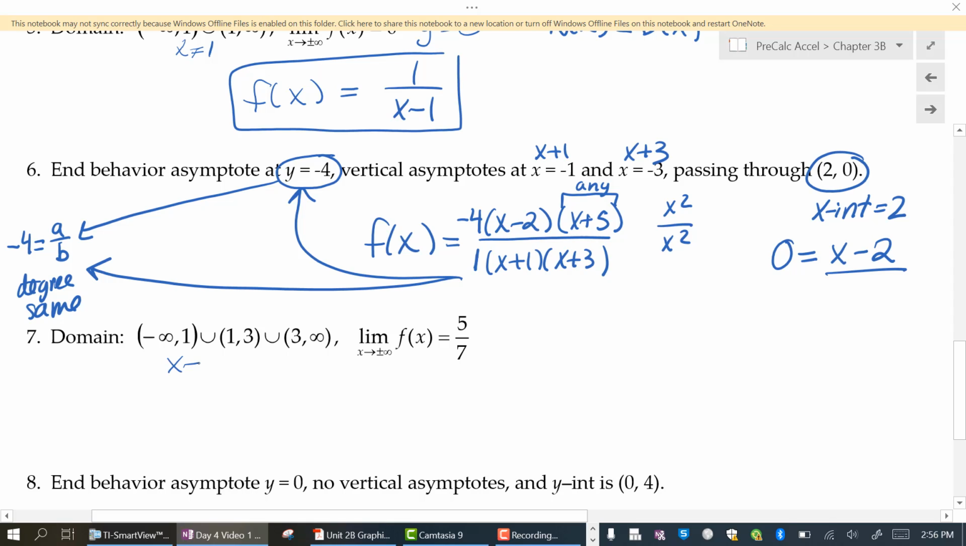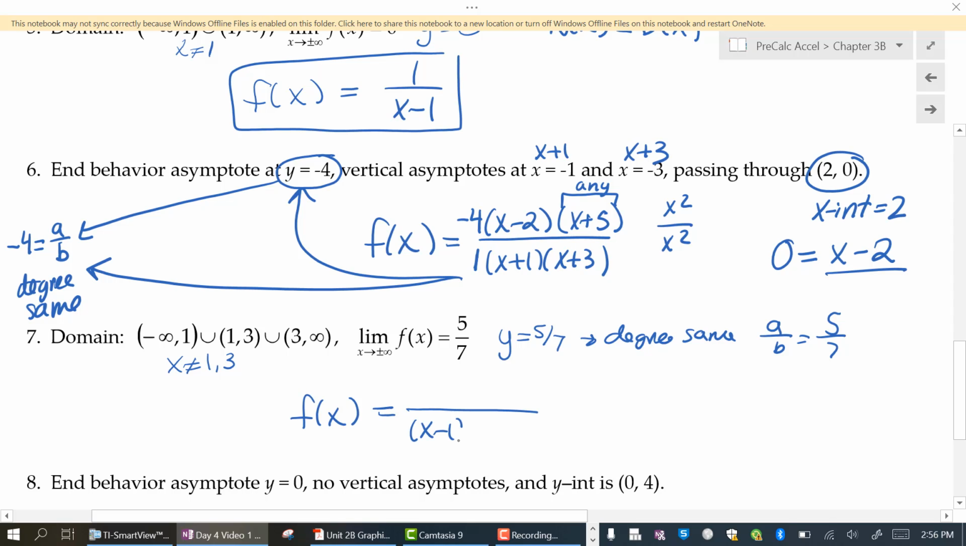In 7, they tell me my excluded values are 1 and 3, and that my end behavior asymptote is at 5/7. So again, this means my degrees are the same, and my leading coefficients are 5 and 7, or something that would reduce to 5 and 7. All right, so my denominator has to have x minus 1, x minus 3.